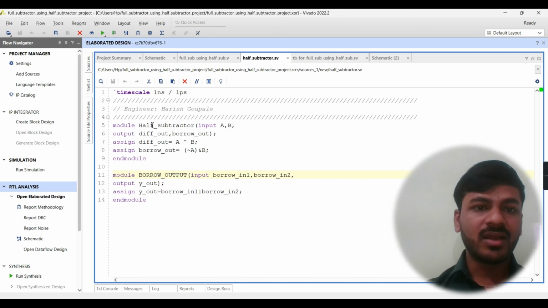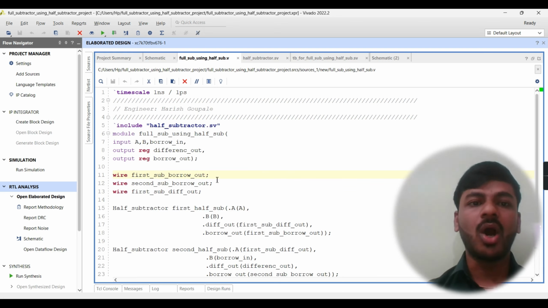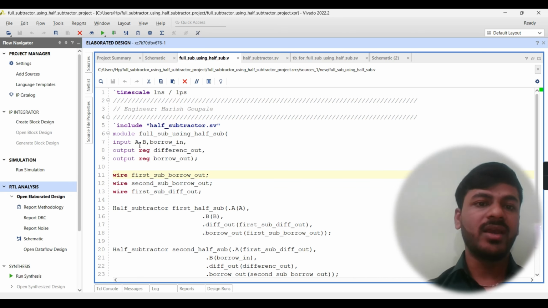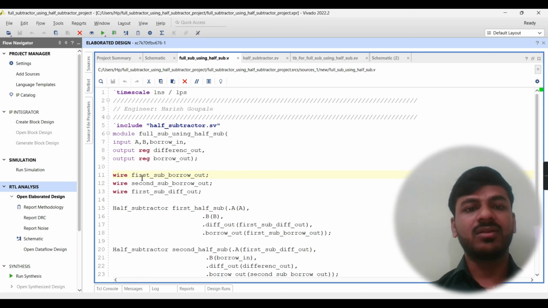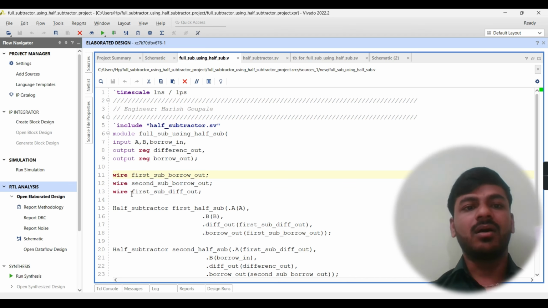Okay, now I have taken both instantiations in this top module, which is full subtractor using half subtractor. Now it has three inputs A, B and borrow in. As I told you, A is minuend, B is subtrahend and borrow in. And we have two outputs, that is difference out and borrow out. Okay, now I have taken three wires. The first wire is first subtraction borrow out. Second wire is second subtraction borrow out. Third wire is first subtraction difference out.